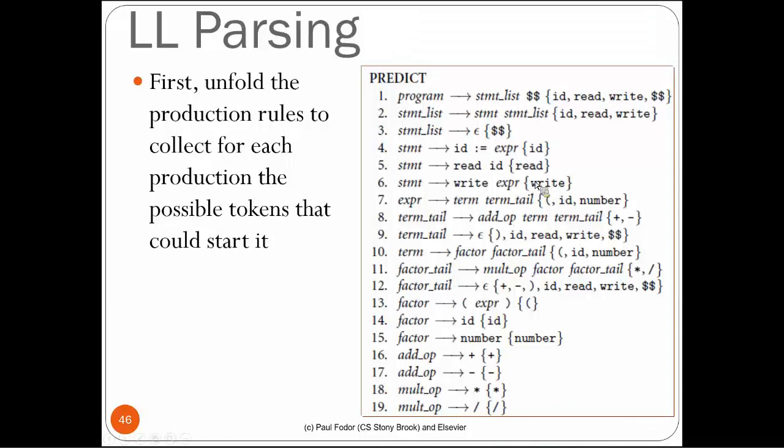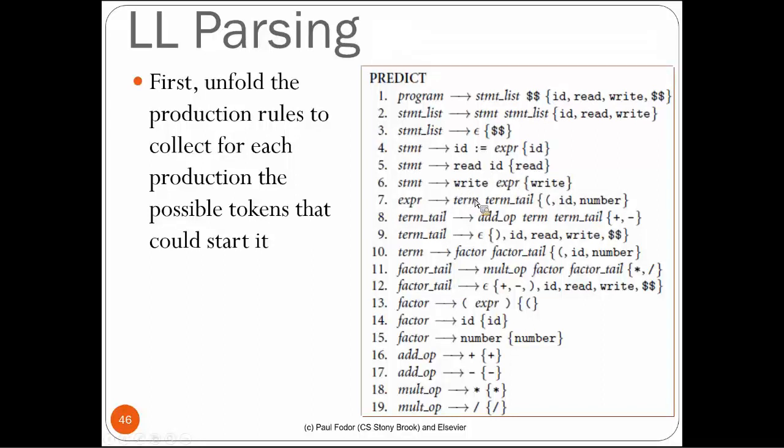So you can either build these sets of possible start tokens that could start the production rule top down or bottom up. Bottom up will basically mean that for every production rule that starts with a terminal, we can actually add that token as the possible start symbol or token for that production rule. So for instance, a statement that is an assignment must start with an ID. A statement that is a read must start with a read. A statement that is a write must start with a write.